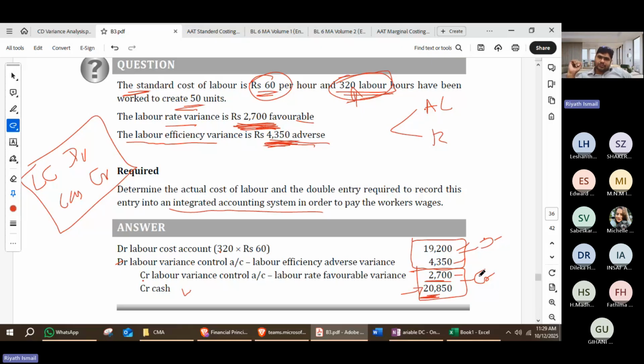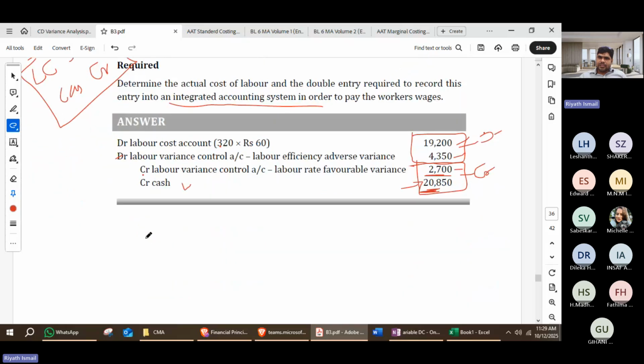Both sides balance or not? Both sides balance. So this is a new accounting system. I'm not going to expect this kind of reporting in your assignment, so don't worry. This is for your knowledge.